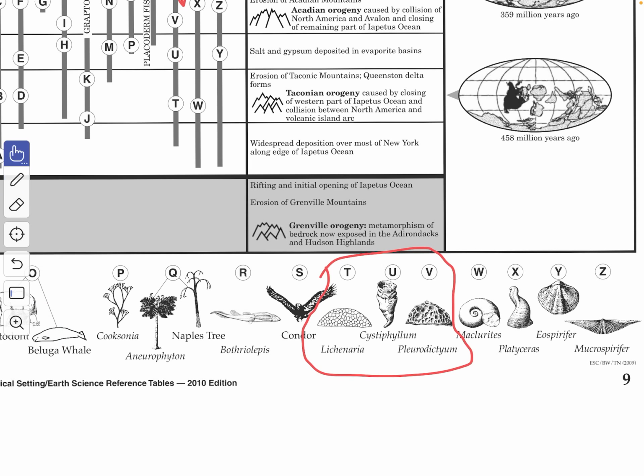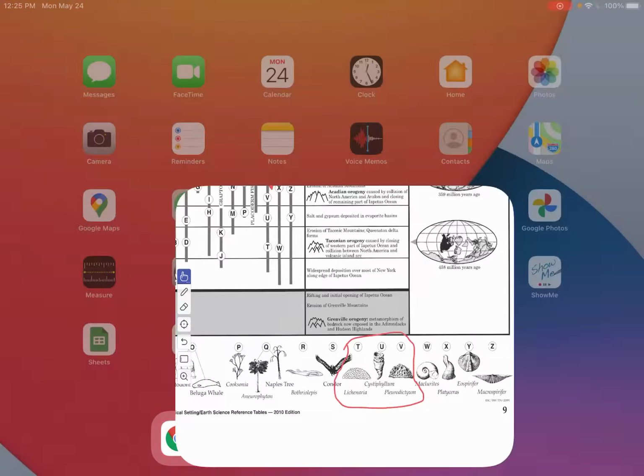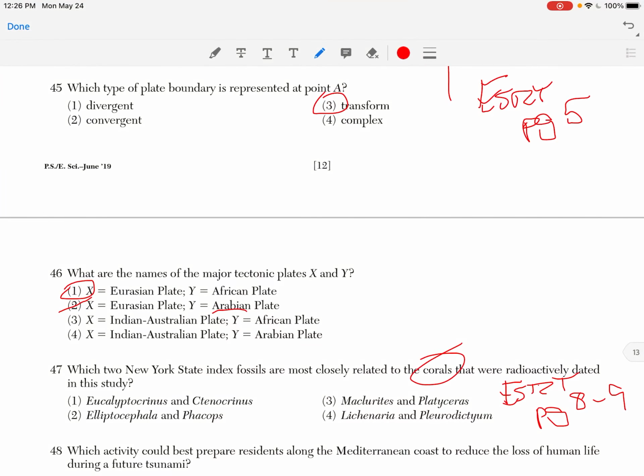So we're going to look for associated names, go back to the test, and let's take a look through our choices and see if we see any of those choices. It looks like number 4 is our answer, Lichinaria, Pleurodictium. Those are both types of coral, and that's how you answer question number 47.